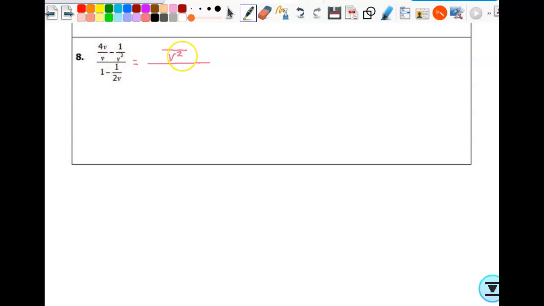That's going to be the common denominator for the numerator, which means this first fraction has to be multiplied by v over v. So that makes this first term 4v squared. Because I'm using v squared as the denominator, I don't have to multiply this fraction by anything, so it's just minus 1. Everybody with me on that?